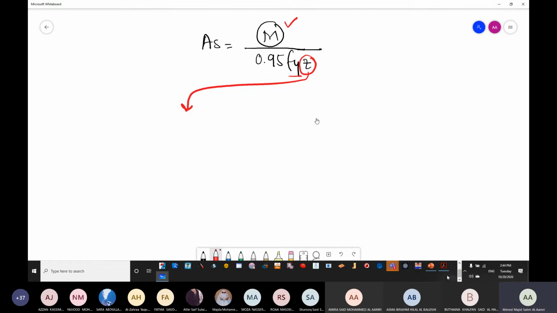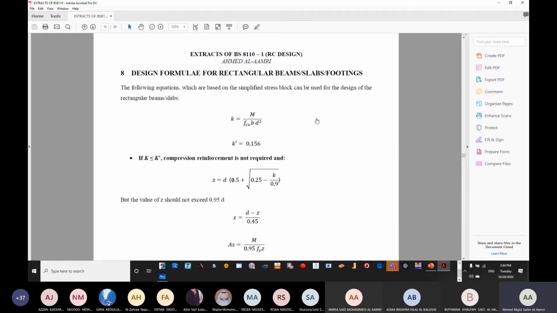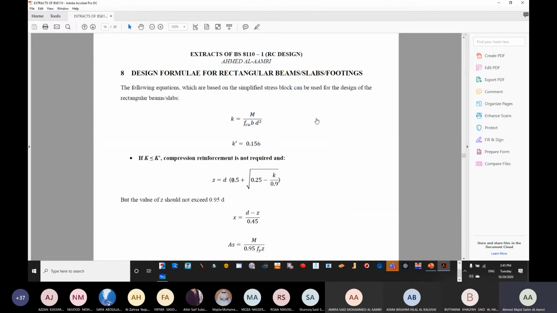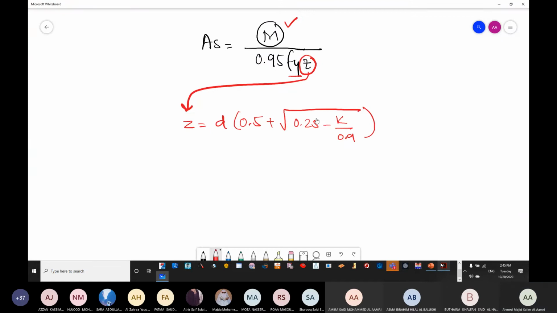So we return back to our sheet once again. I need to look for the Z equation. So this is your Z, where Z is equal to D times 0.5 plus under root of 0.25 minus K divided by 0.9. I just used whatever equation. Are we okay till now?